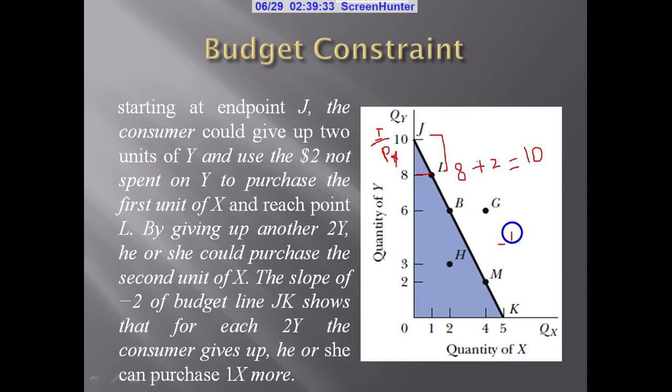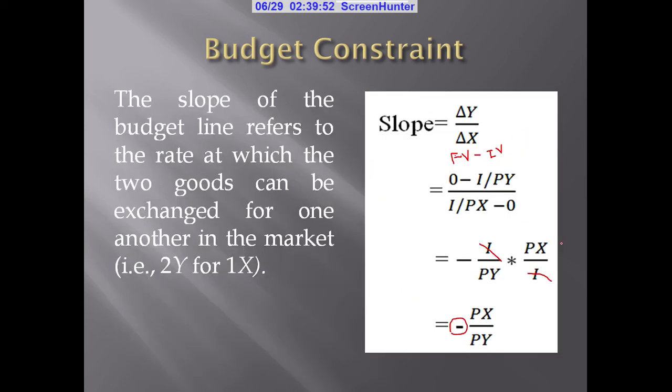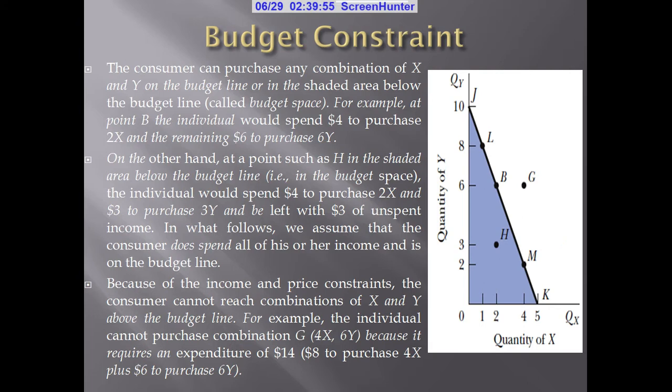Here the price of X equals 2 and the price of Y equals 1. Therefore, the slope of this budget line equals minus 2. Along the budget line, the slope remains constant. The consumer can purchase any combination of X and Y on the budget line or in the shaded area below the budget line. This shaded area is called the budget space. This is also affordable for the consumer to purchase. All the points in the budget space are affordable for the consumer.